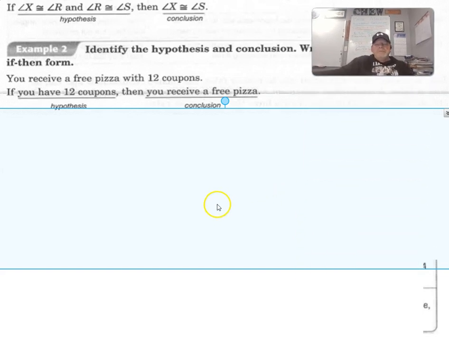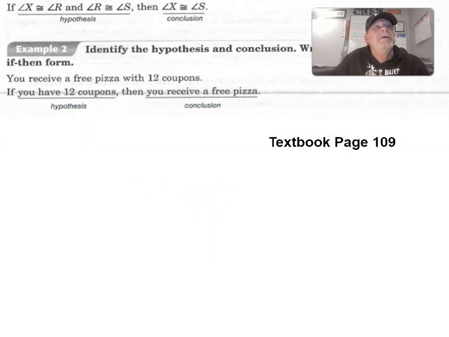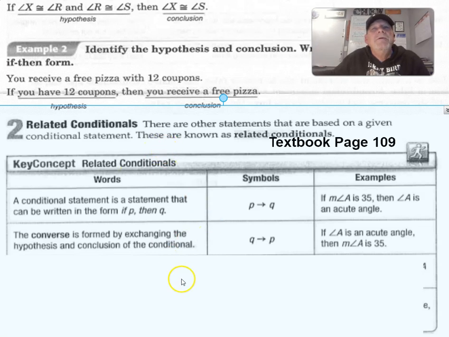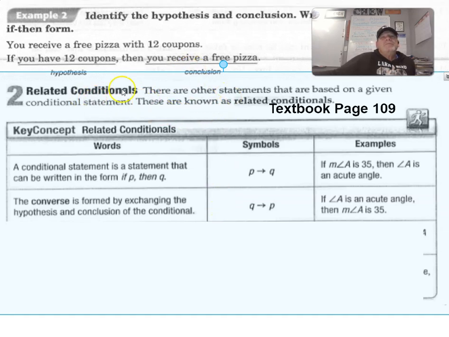All right. So as we continue now, we will look at this particular related conditional definition from the book. And this is from page 109. There are other statements that are based on a given conditional statement. These are known as related conditionals. So of the related conditionals, we're going to talk about 3 more.